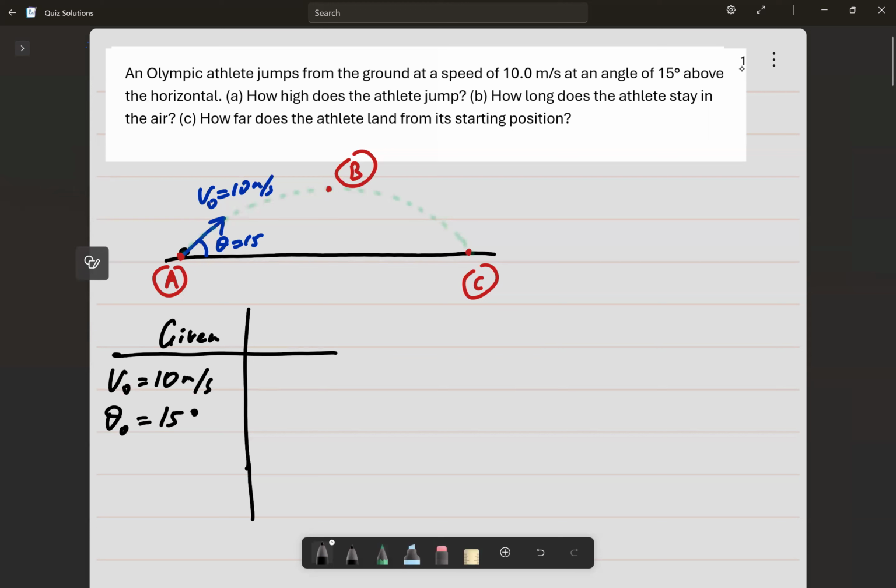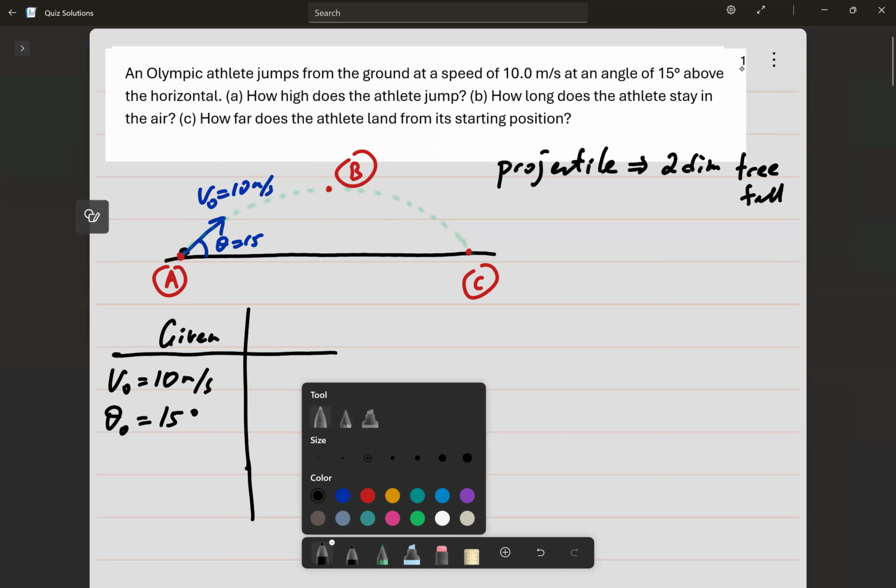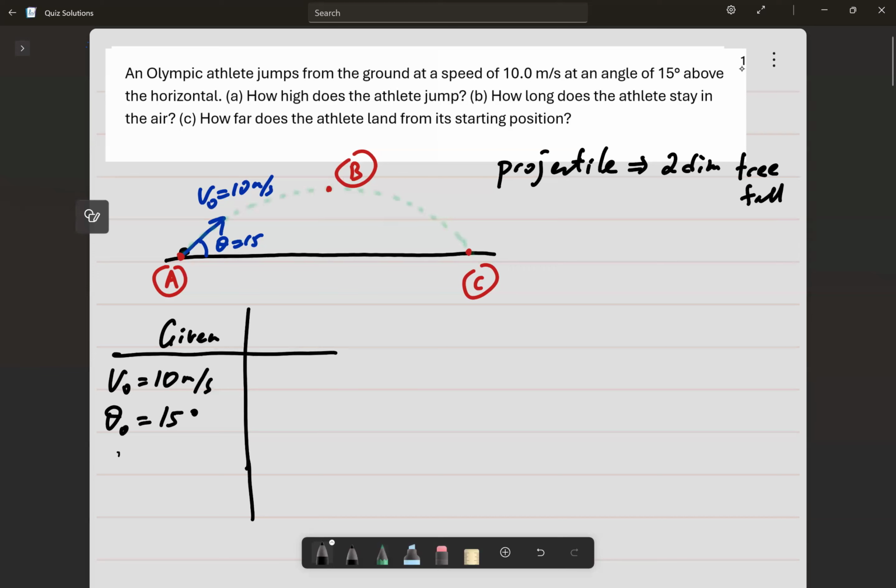And we're given that this is a projectile problem, right? If somebody jumps or you drop something, you throw something, that's pretty much a projectile problem. Remember, projectile is nothing but a two-dimensional free fall. So that means indirectly we're given that there is no horizontal acceleration and there is a vertical acceleration of negative g, where g is the acceleration of gravity with a magnitude of 9.8 meters per second squared. And if you look at the direction, it's also given in terms of the y-hat direction.